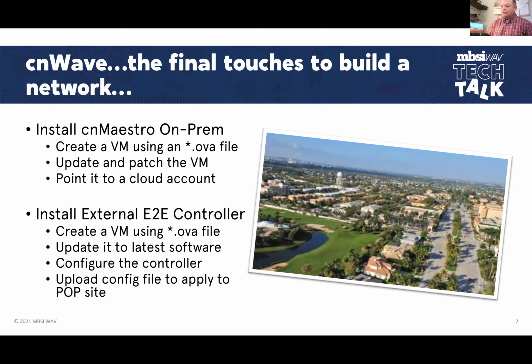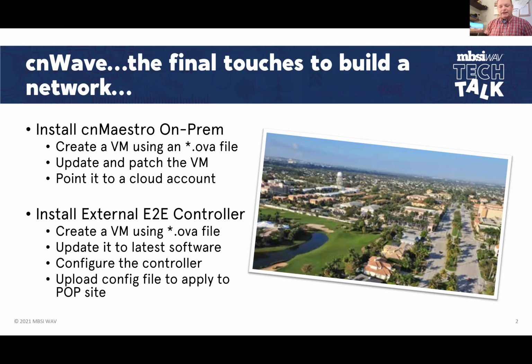Now, the E2E controller that's built into cnWave is good for 20 devices, and that's it. So it's a very small network. We can do point to points, a DN to 2 or 3 CNs, that kind of stuff. But you run out of devices pretty quick when you have only a limit of 20 that you can manage.